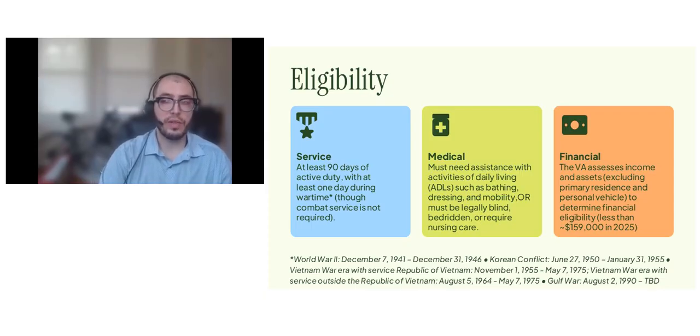But then lastly, there's a strict financial component for the aid and attendance pension. So the VA assesses the income and the assets, which does fortunately exclude primary residence and personal vehicle, to see if they have less than $159,000 in total assets in 2025. So that is not a very large amount of money. So many veterans find that they are actually not financially eligible or they are not service line eligible for this benefit.